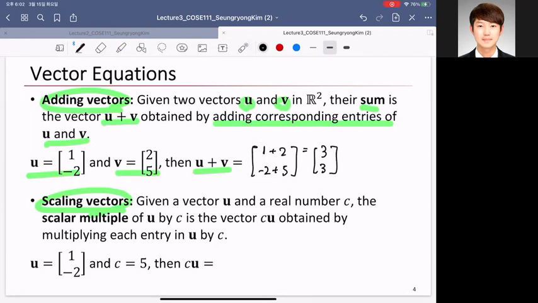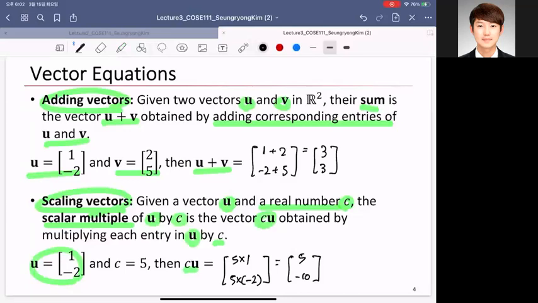It's very easy. Scaling vectors is also very straightforward. Given a vector u and a real number c, the scalar multiple of u by c is the vector cu, obtained by multiplying each element in u by c. For example, the vector u is equal to (1, -2) and c is equal to 5, so cu is equal to 5 times 1 and 5 times -2, which is (5, -10). It's very easy.